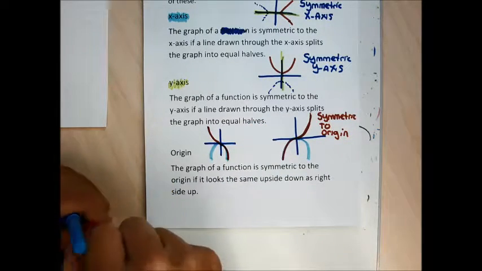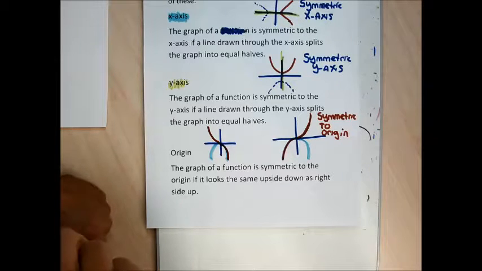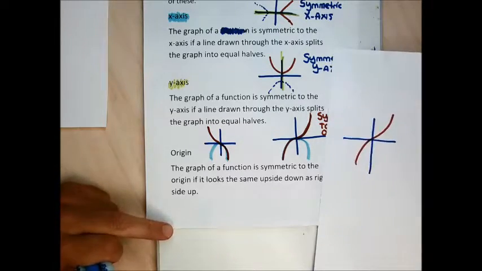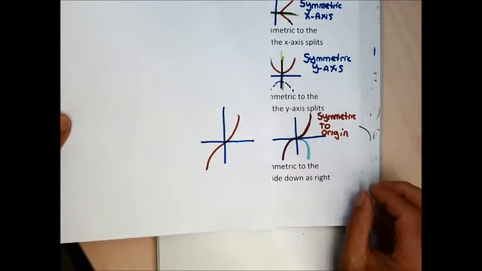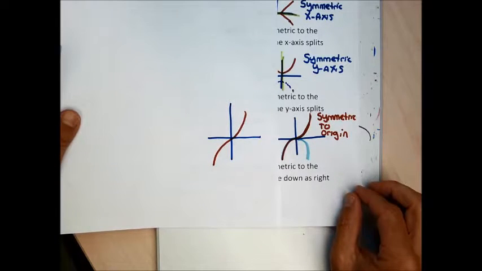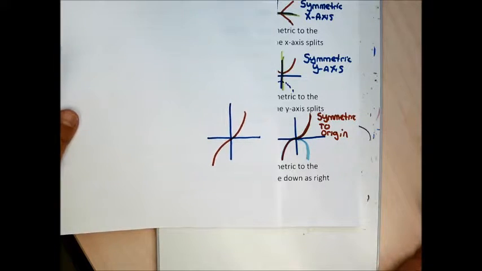But you don't need to be able to create graphs that are symmetric to the origin. You just need to be able to tell when a graph is symmetric to the origin, and the easiest way to do it is just to make a copy of the graph and flip it upside down. If it looks the same right side up as upside down, then it's symmetric to the origin.